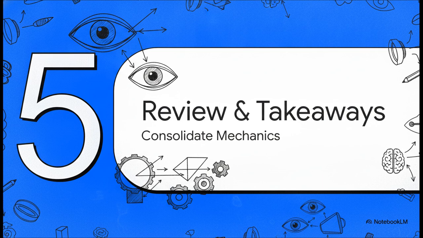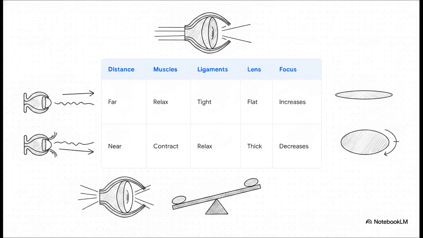So, what does this all mean? Let's wrap up with Section 5, quick review and takeaways. This table perfectly maps the inverse relationships we've just discussed. It's basically a cheat sheet. Reading across the top row, if the object distance is distant, the ciliary muscles relax, the ligaments tighten, the lens flattens, and the focal length increases.